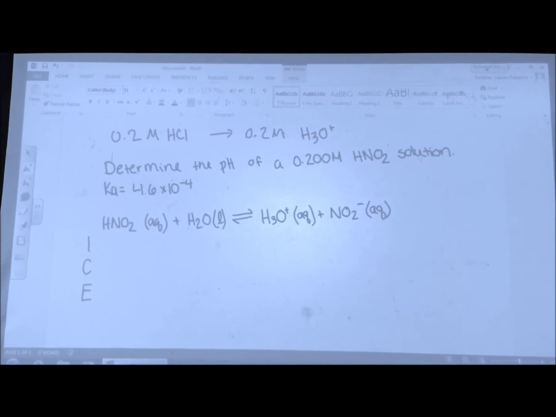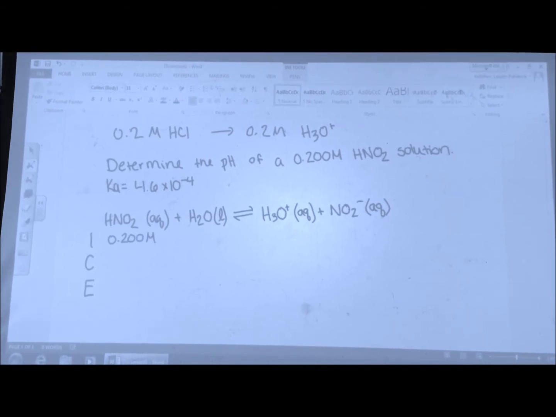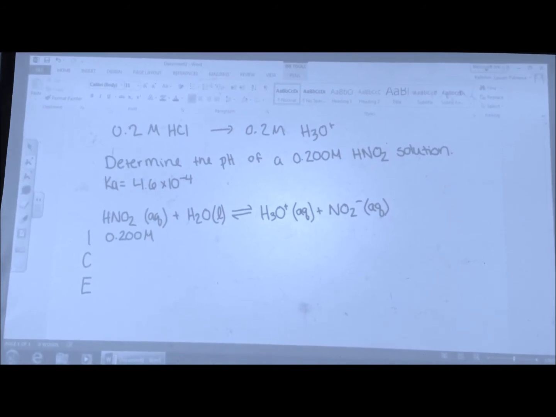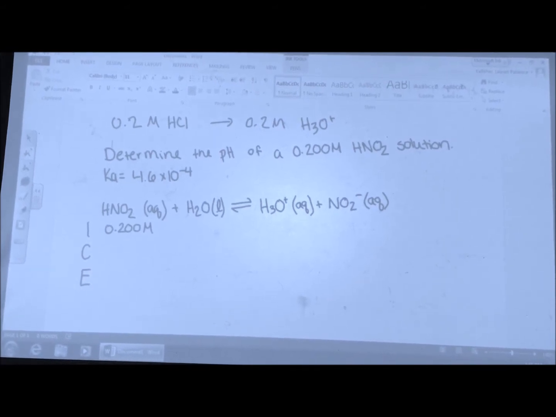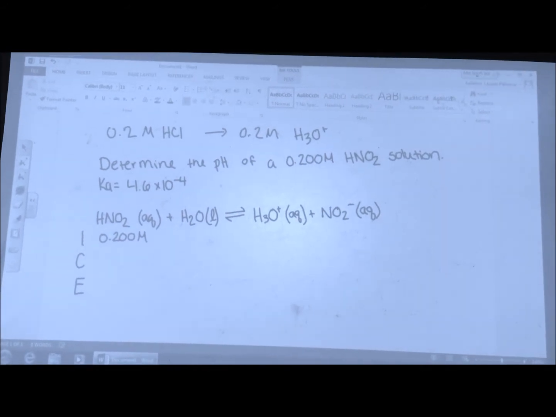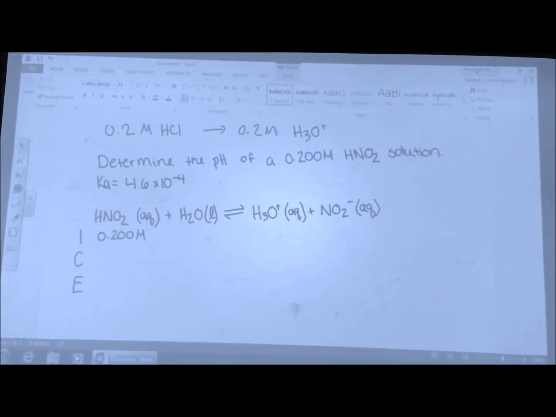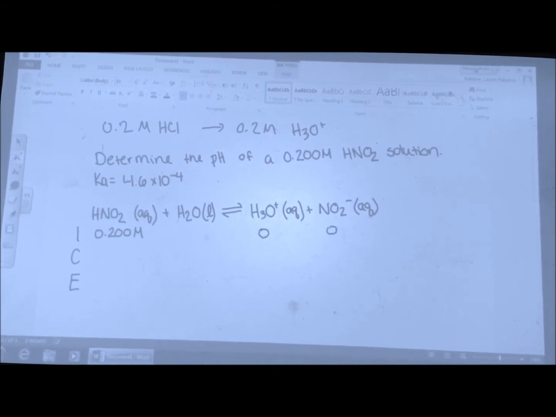We know that the initial concentration of our HNO2 was 0.200 molar, with our liquid not going to have a value in the ice table because liquids and solids aren't included. And then our H3O and NO2 minus are both products. At the beginning of the reaction, the values are going to be 0.